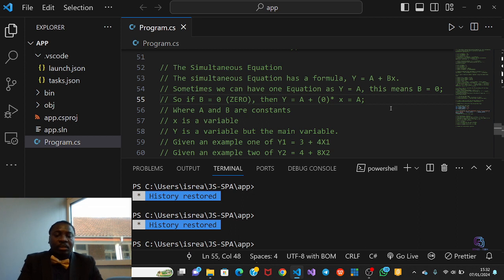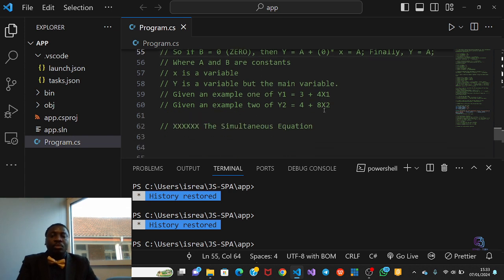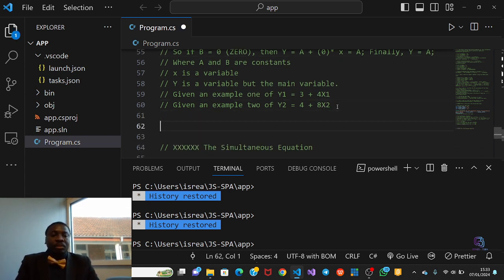So finally, you can say y is equal to a. I'll take it again. Sometimes we can have one equation as y is equal to a. So this means b is equal to 0. So if b is equal to 0, then y is equal to a plus 0 times x, which is equal to a. So finally, y is equal to a. Since y is equal to a, we might want to solve the equation.